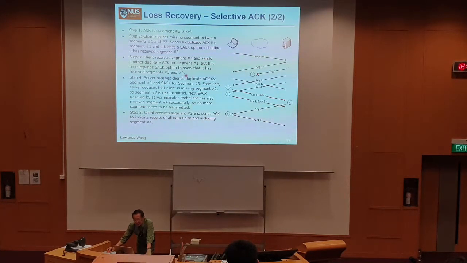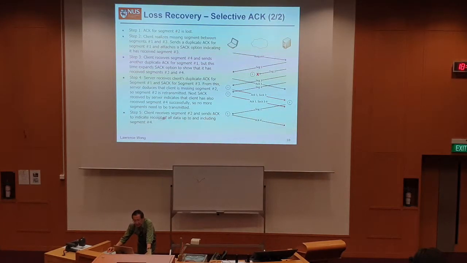Server receives the client's duplicate ACK, which is this guy here. You receive the client's duplicate ACK for segment 1 and SACK for segment 3, as you can see here. ACK 1, SACK 3. From this, the server deduces that the client is missing segment 2. So segment 2 is retransmitted. The next SACK received by the server indicates that the client has also received segment 4, as you can see from here. SACK says I got 3 and 4. So no more segments need to be retransmitted, only segment 2 needs to be retransmitted.